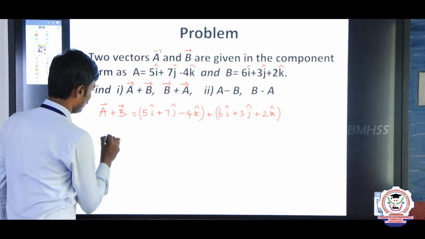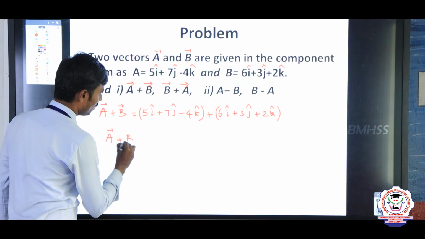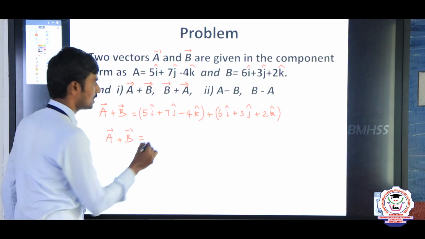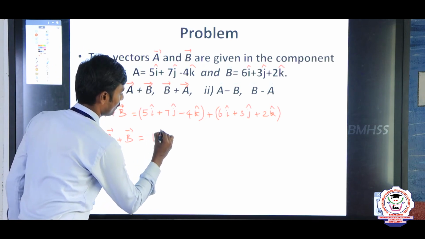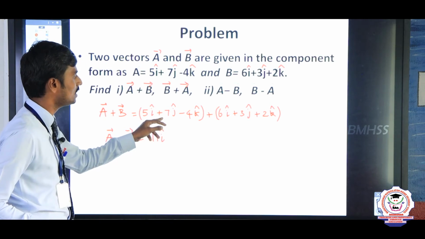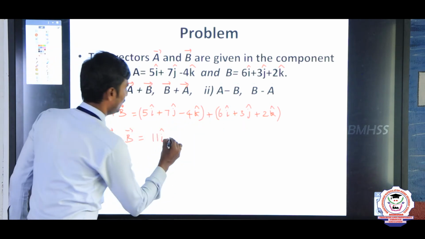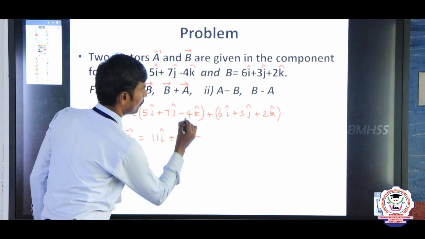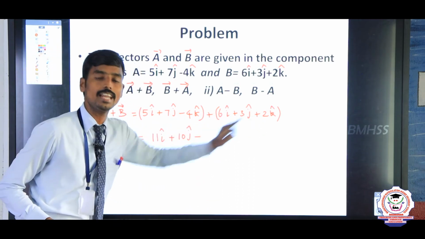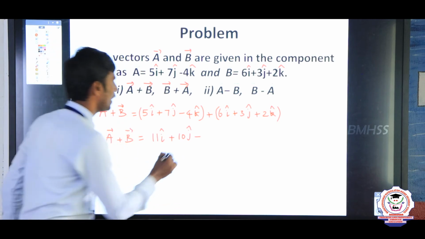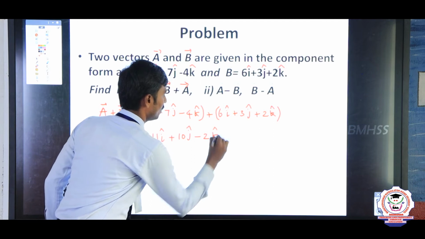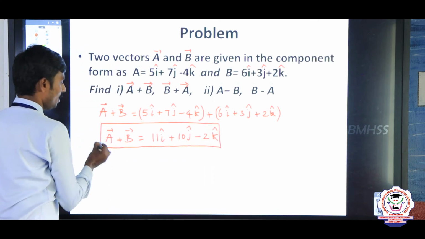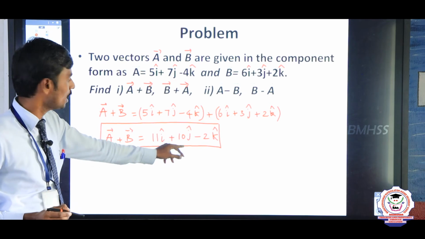Okay, see here, result: A vector plus B vector equal to, here 5, here 6. So 5 plus 6, what is the value? Yes, 11 i cap. Here 7j plus 3j, 7 plus 3, 10j cap. Here minus 4k cap, here plus 2k cap. What is the value? Minus 4 plus 2, yes, minus 2k cap. This is the answer. A plus B vector equal to 11 i cap plus 10 j cap minus 2k cap.